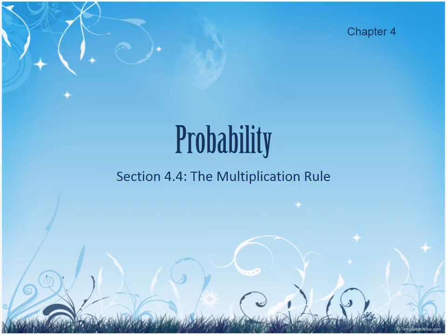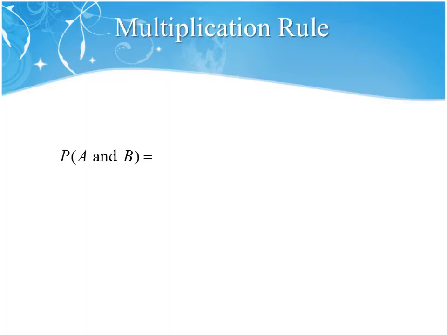Section 4.4 is the multiplication rule of probability. One thing to keep in mind: there's an important distinction between the previous section and this section.